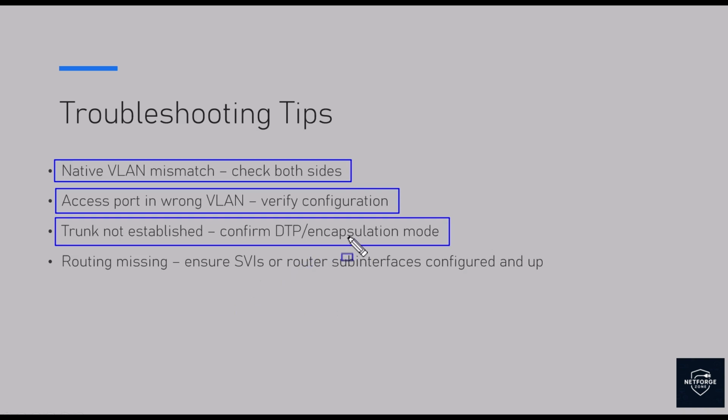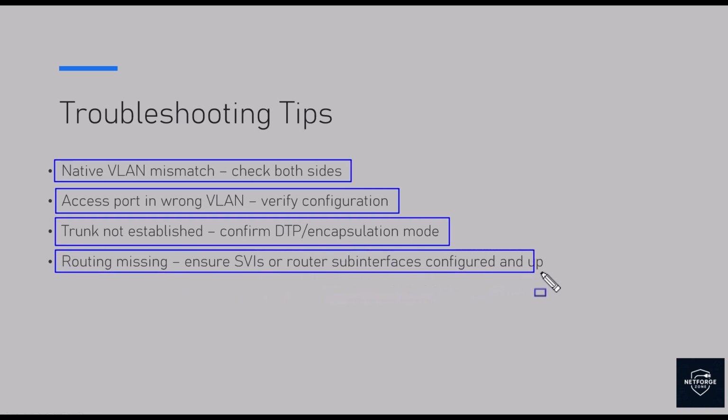Also encapsulation mode. Like I said, recent switches only have .1Q, so this is not going to be a problem for you. But if you are using an older switch, then one side could be ISL. Older switches default to ISL. And also routing missing. Be very careful about switch virtual interfaces. These are the interface VLANs that I created. Also, if you have a router, that is going to be the sub-interface, which is going to help you do that.